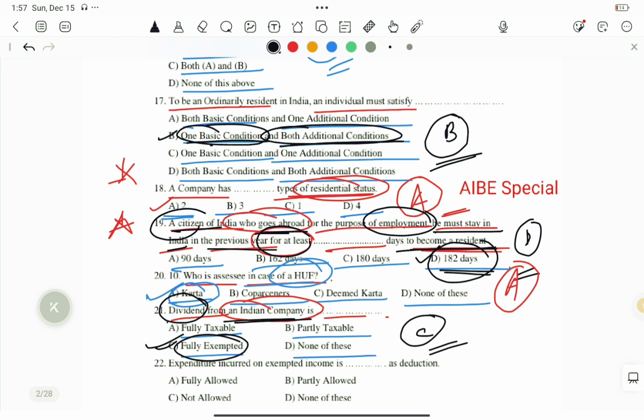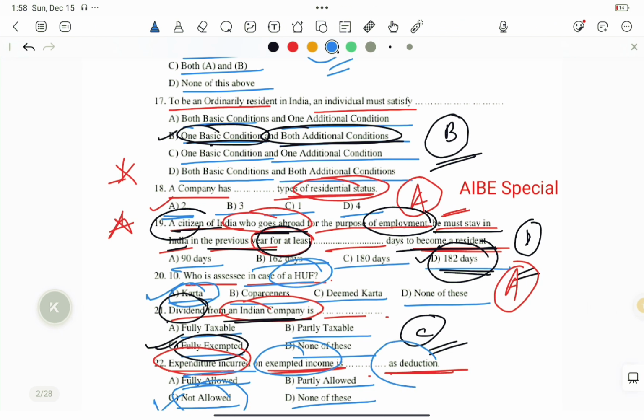Okay, so now moving to next question, and this is the last question. Expenditure incurred on exempted income is dash as a deduction. Let's see the options. Options are fully allowed, partly allowed, not allowed and none of the above. So in this case, the correct option will be option C, that means not allowed. That means if any expenditure is incurred on an income exempted in the slab, then it is not allowed as a deduction. So the correct option would be option C.